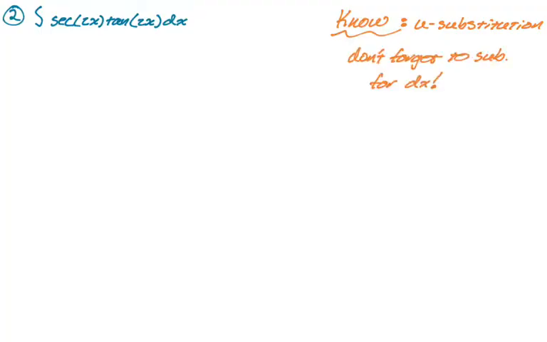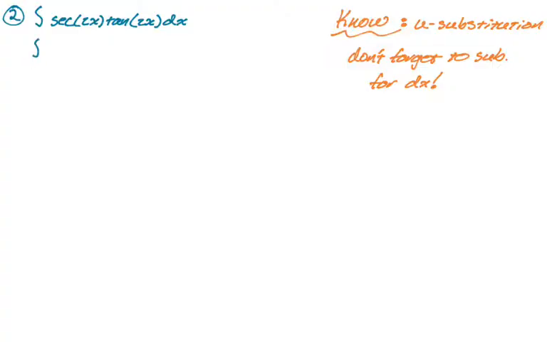All right. Our second problem: the integral of secant of 2x tan of 2x dx. What is going on here? This is basically the same problem, except we definitely need to know u-substitution. And as we're using u-substitution, the most common mistake that I see people make is they forget to substitute for dx. Everything in your new integral has to be a u, including that dx, which has to become du. So let's see how we do this.